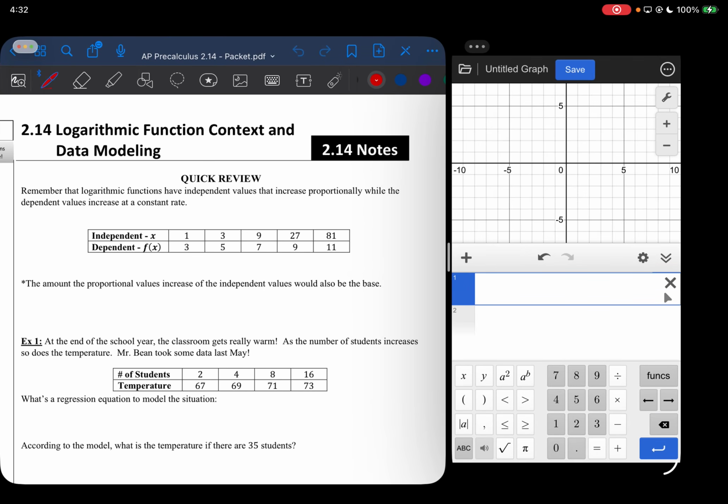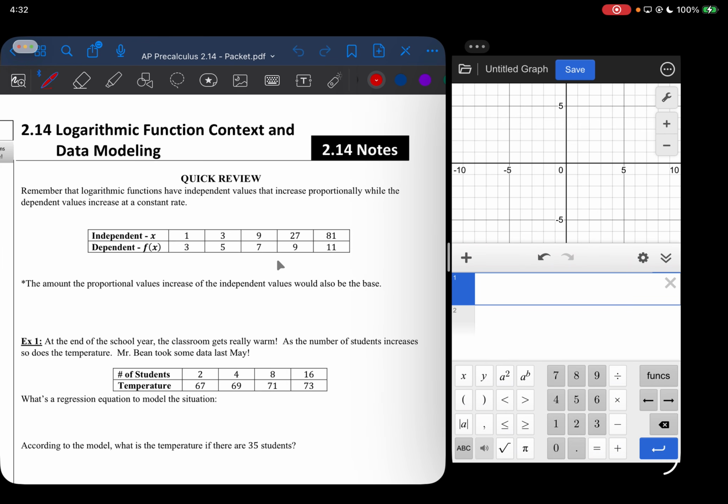Alright, in this video we're going over logarithmic function context and data modeling. Specifically, we're going to go over how to do this with a Desmos graphing calculator. There are plenty of other videos on how to use a Texas Instruments or some other handheld graphing calculator, but I want to show you how we can do this with a Desmos free online calculator.